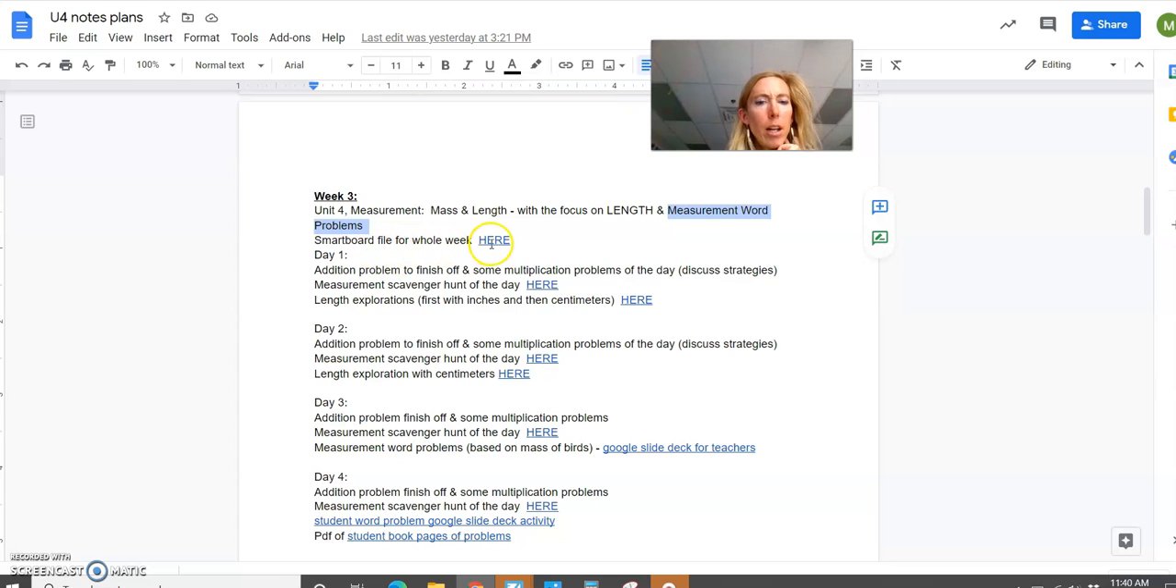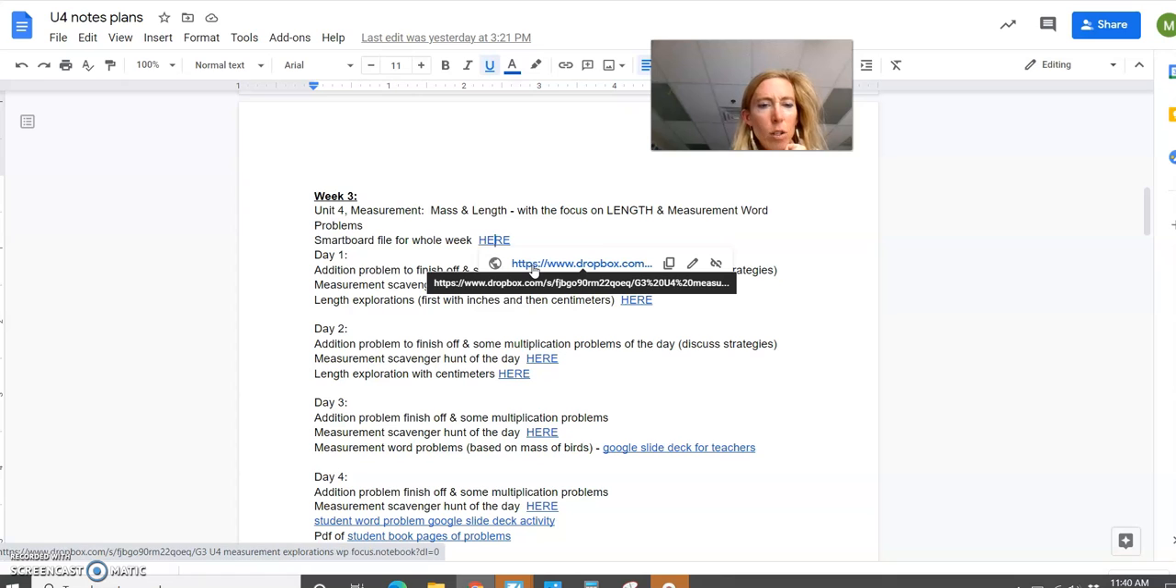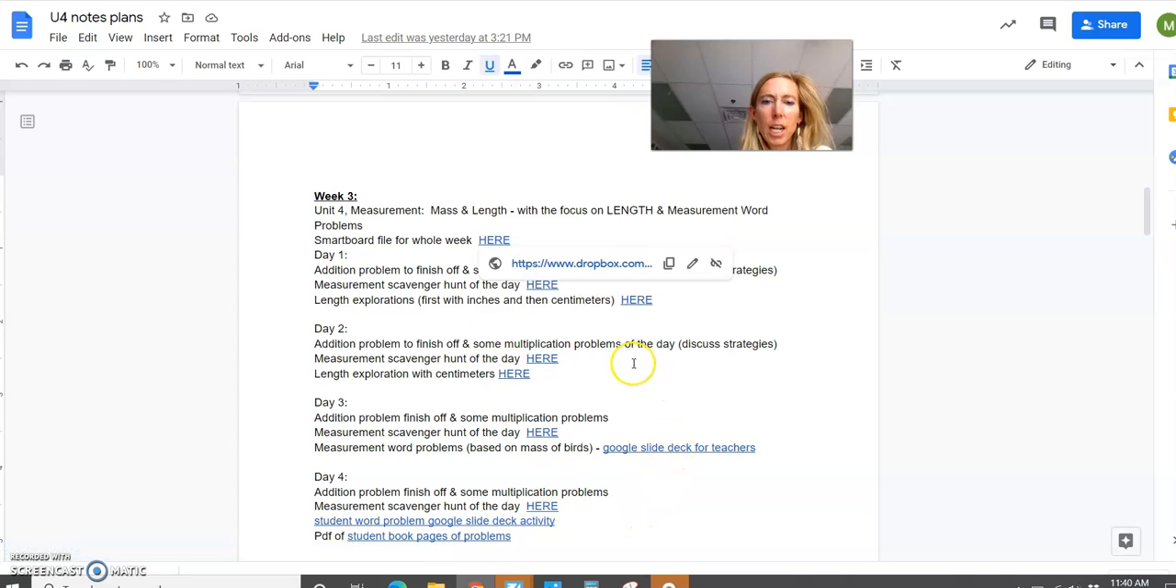So the smartboard file for the whole week, I have updated. I've used things from last year and got new things for this year. The smartboard file does have a warm up again if you would like to incorporate that in. I know you guys are a little on time, so maybe you don't have that, or you want to pick one thing from it and erase the rest of it.